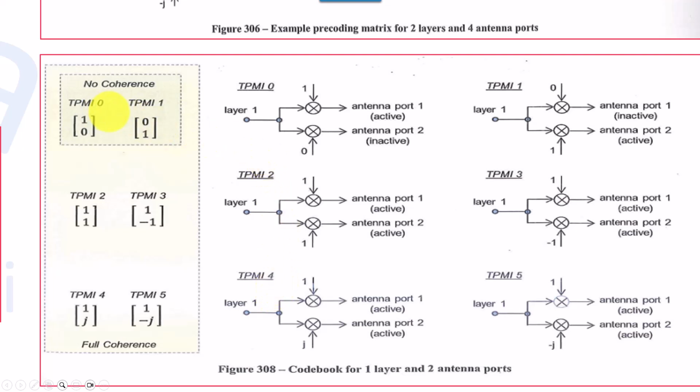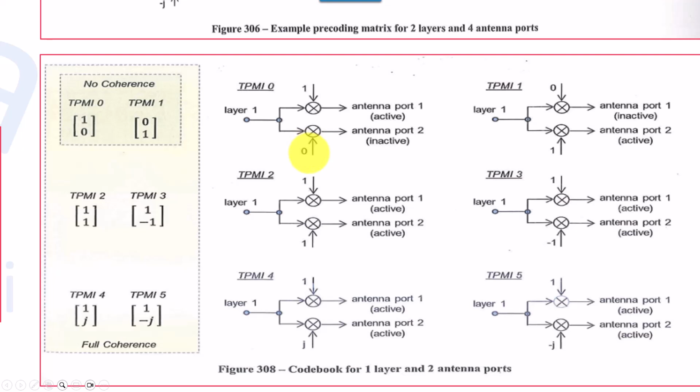So here in the first part, assuming that you have one layer with 2 ports and the antenna of the UE is non-coherent, in this case you have 2 different entries, TPMI 0 and TPMI 1. In this case, the user cannot use both antenna ports at the same time. One of them should be inactive during the transmission. So in the first case, layer 1 will be transmitted through antenna port 1, which is active, and the second one will be inactive. That's why you find this 1 and 0.